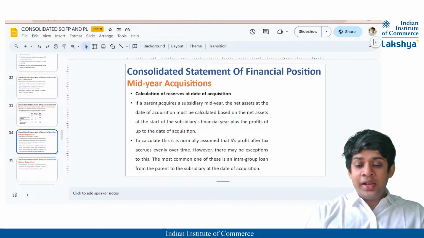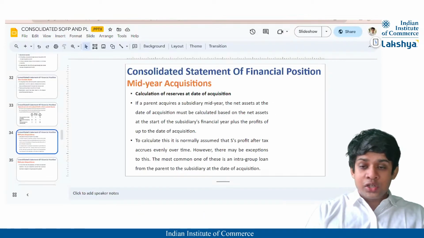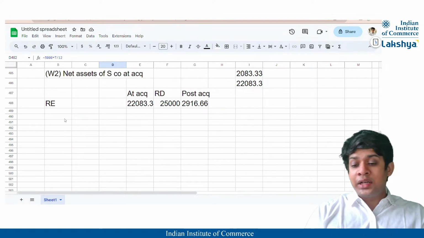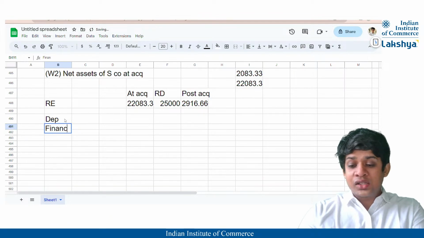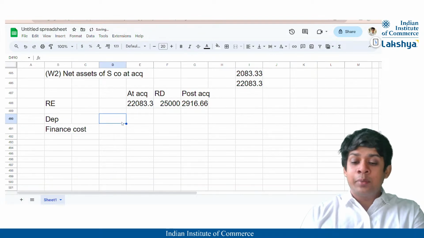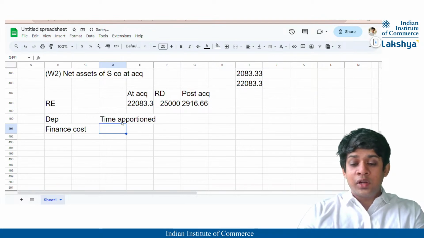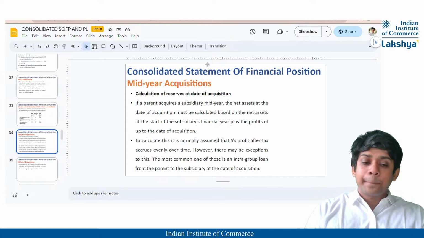Now, that was the only main adjustment that was required to be made if there is a mid-year acquisition, and this is in consolidated statement of financial position. Also remember your depreciation or finance costs or any other costs which can be time apportioned, are going to be time apportioned if we have acquired the company mid-year, right? We also have a sum on this that we are going to do, so you'll be pretty much clear with it. So these two things will be time apportioned when applicable, right?